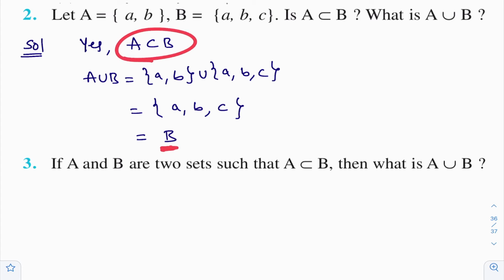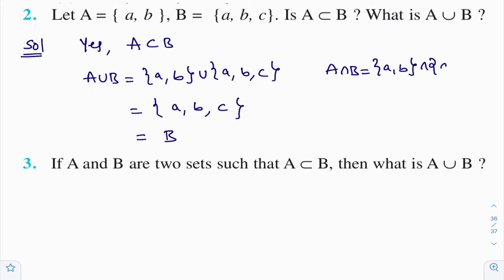At the same time, you can check that when A is a subset of B, A intersection B is A. For example, in this case, A is a subset of B. When A is a subset of B, A union B we got as B. If I calculate A intersection B, I will get A. First I will write set A intersection, next set B. Set B is A, B, C.